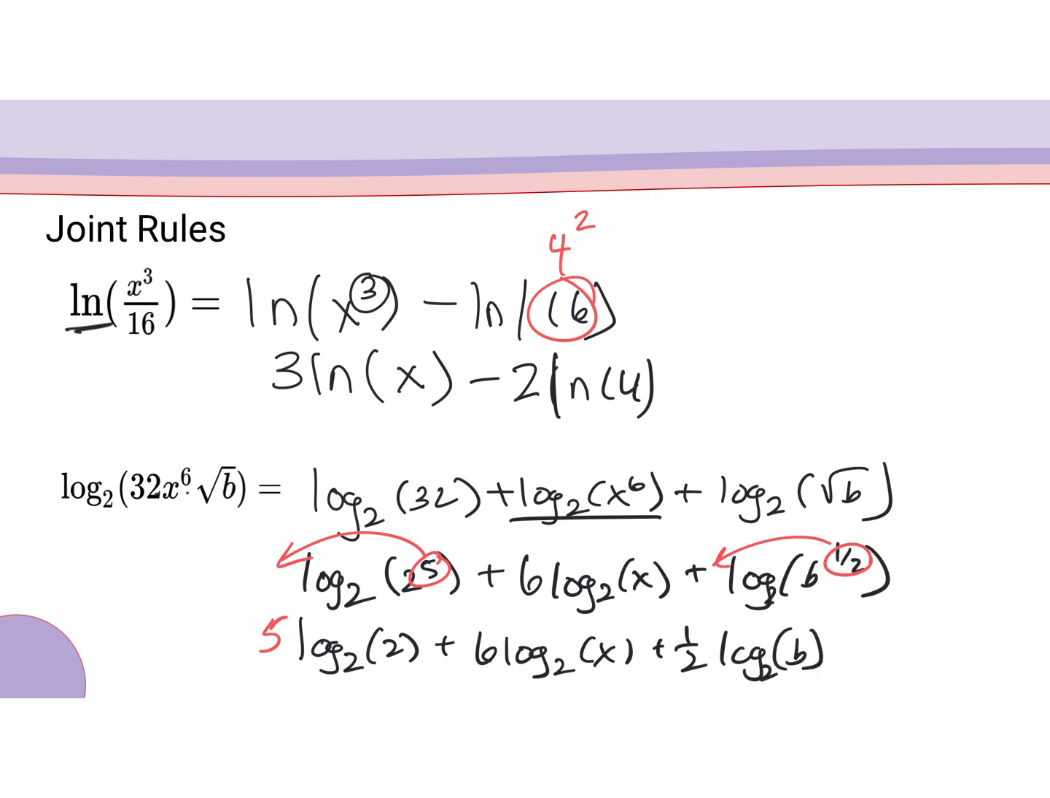Oopsie, I left my 2 out. But since this first log is a log base 2 of 2, that's really just a multiplication of 1. So one more simplification: 5 plus log base 2 of x to the 6th plus 1/2 log base 2 of b.